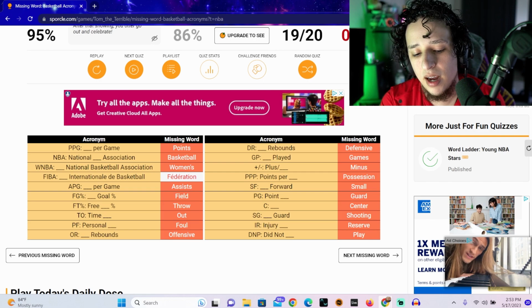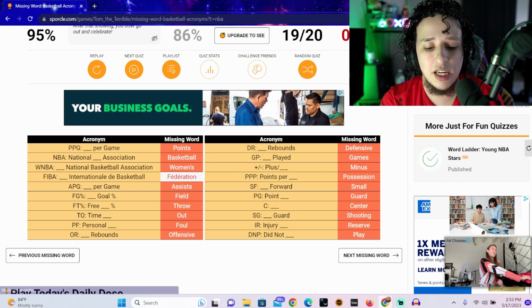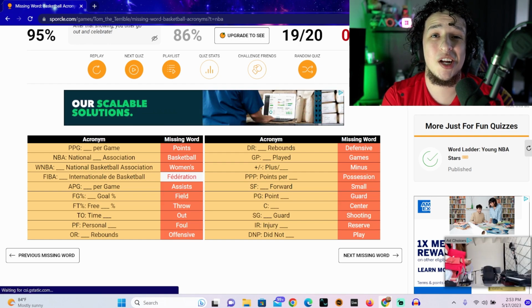IR is injured reserve. Those are your players who are not playing because they are injured. DNP, players who didn't play just because they're not good enough.